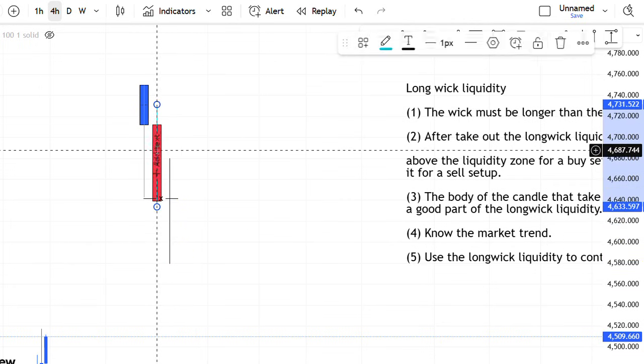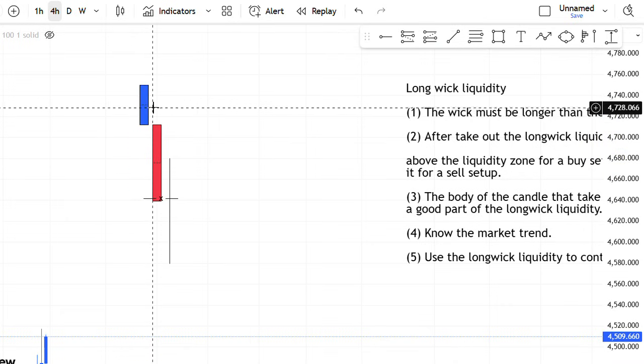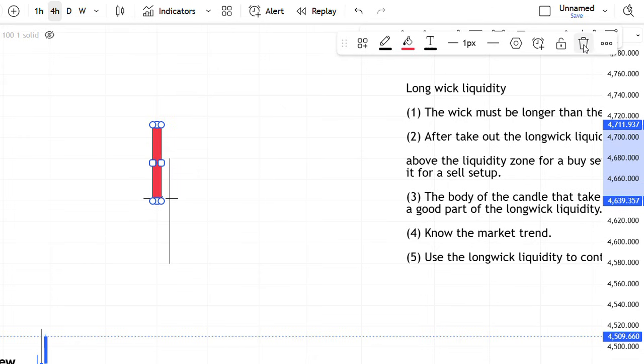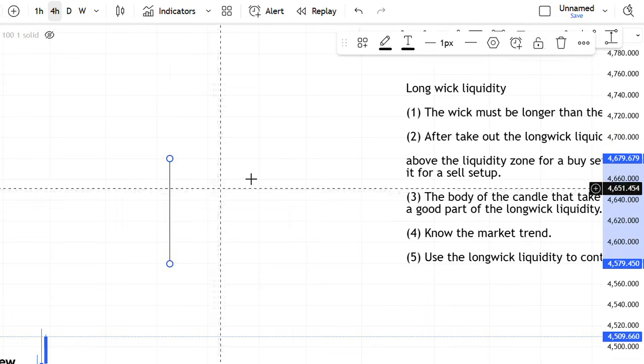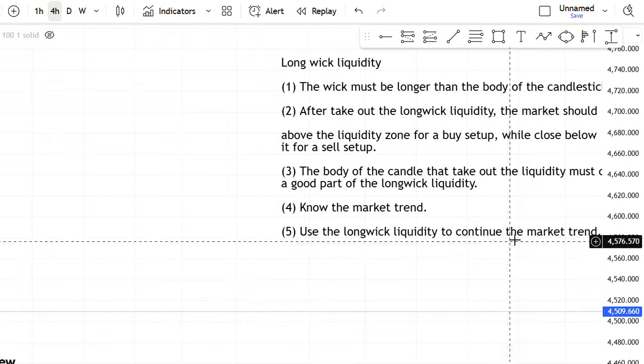So okay, I think I forgot one more condition here. Whatever time frame you spot the Longwick liquidity should be the time frame you make your confirmation. Don't go to a lower time frame to make your confirmation. So let's add it here.